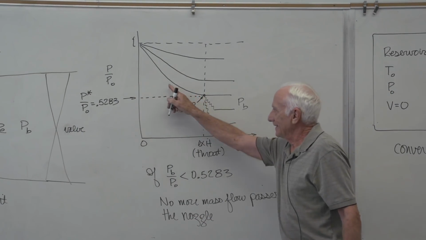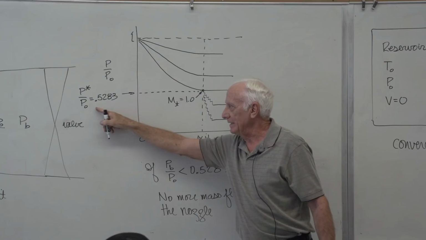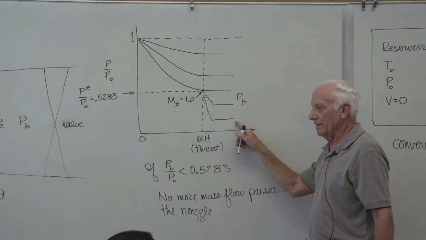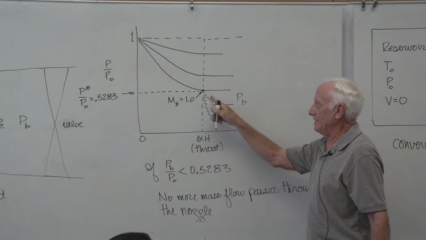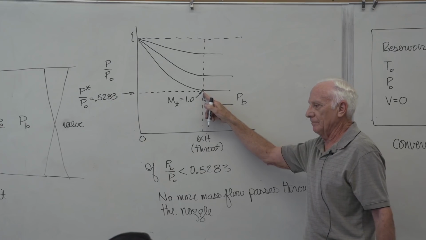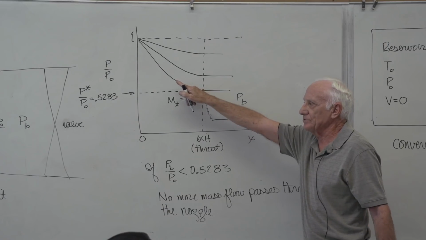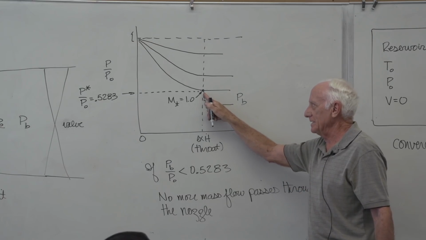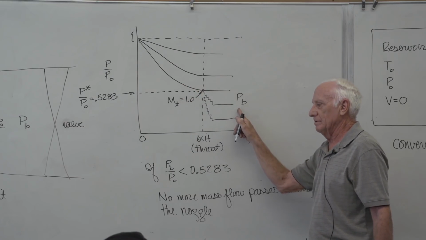Because that pressure stays at that magic number, 0.5283 times P reservoir. Even though you reduce the back pressure, nothing happens in the nozzle. The nozzle didn't know you changed the back pressure. Why? Because you reach the speed of sound. It's like cutting the telephone line. Once you reduce this, that pressure can't work backwards and tell the nozzle, hey, I've reduced the back pressure, increase the flow. No, because you've reached the speed of sound there. You've cut the communications line right there.